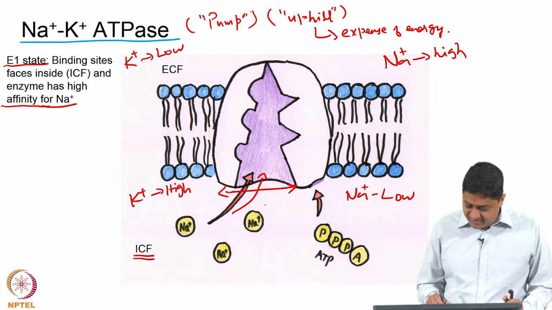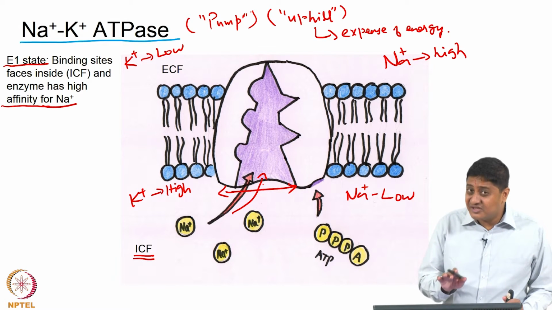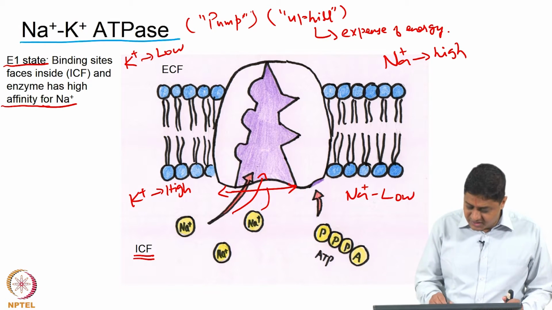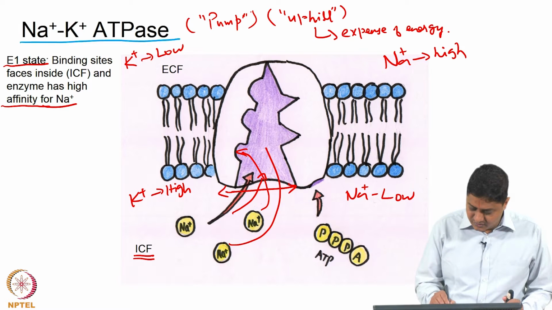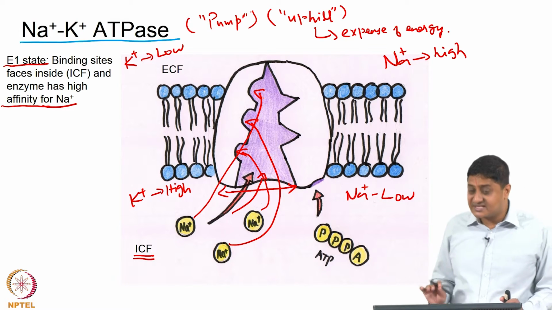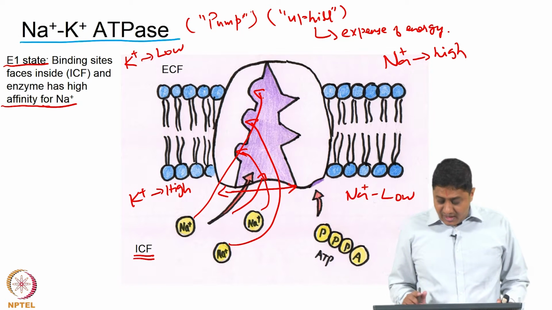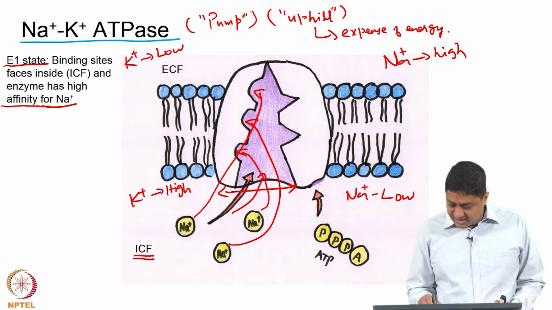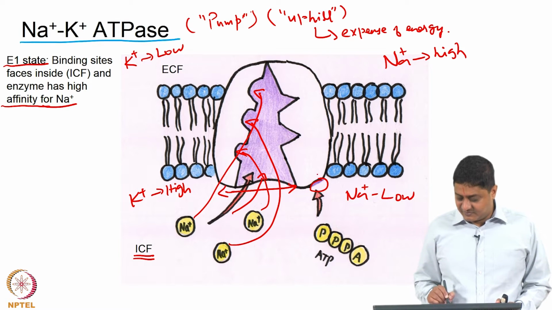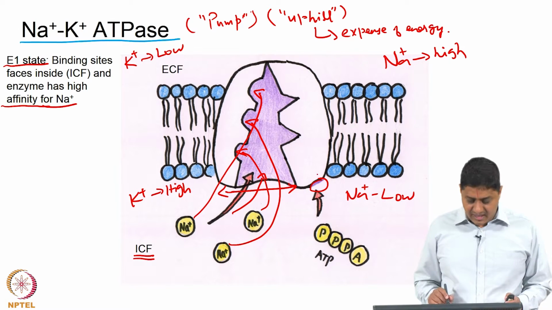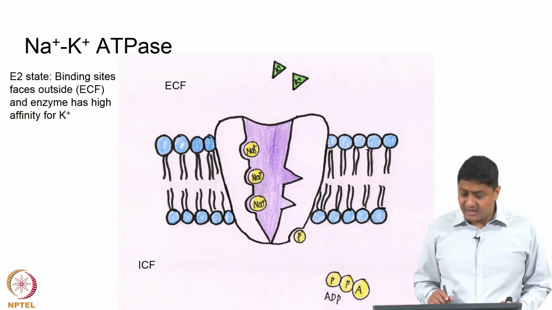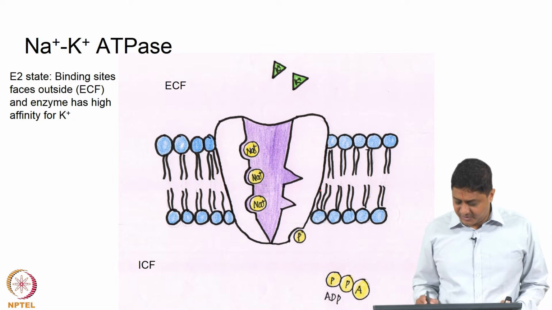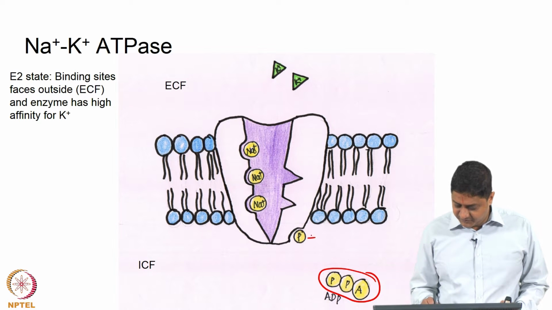So, sodium from inside, where the concentration of sodium is already low, goes and attaches. There are 3 sodium ions that attach to the 3 binding sites of this membrane protein, and an ATP molecule attaches to its binding site. When the ATP molecule attaches, the high energy third phosphate bond is broken and it is converted into ADP plus phosphate.